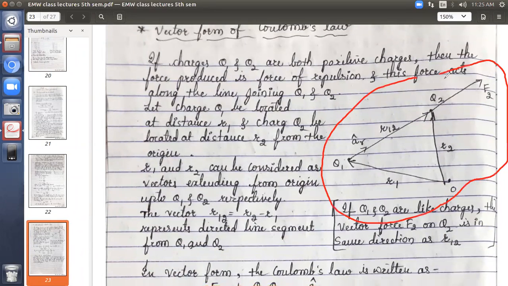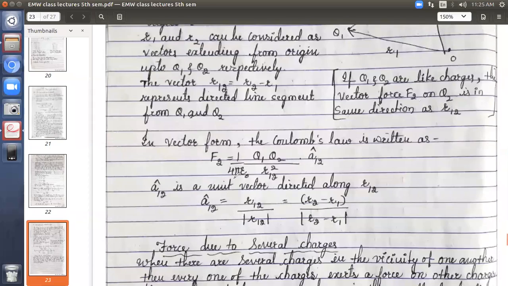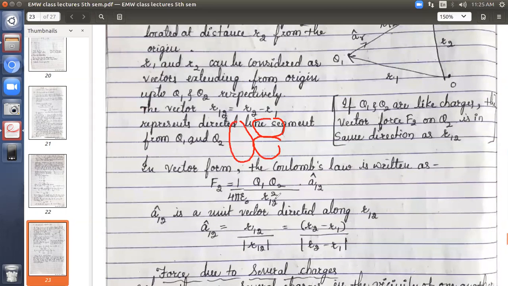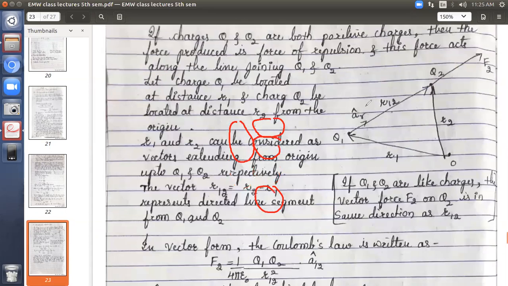In order to see the vector form of Coulomb's law, we have made use of this particular figure. In this, we are calculating F2. F2 is the force acting on Q2, the force exerted on Q2 because of the presence of Q1. I had taken the example of two friends trying to drag a rope. With this example, we have seen that F2 is 1 by 4 pi epsilon naught Q1 Q2, and this distance R12 is the distance between Q1 and Q2.